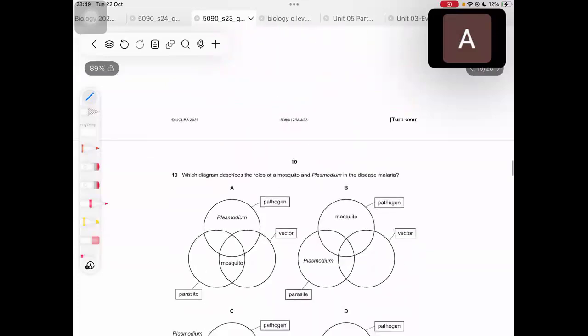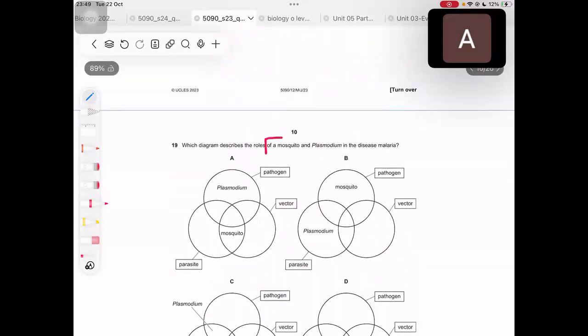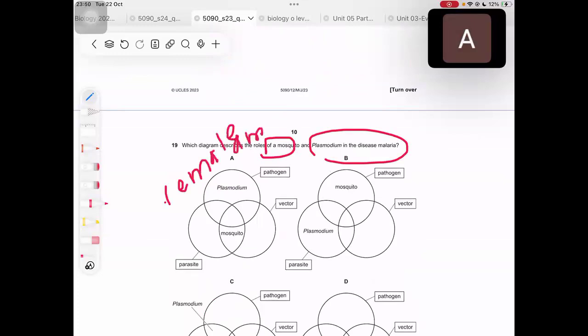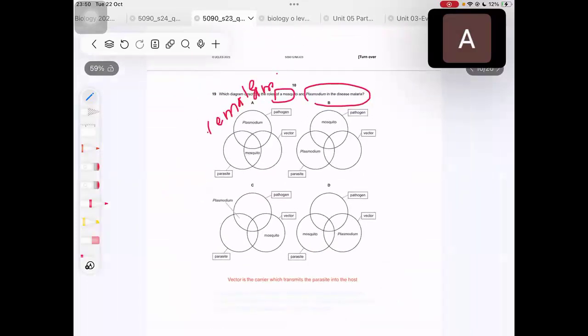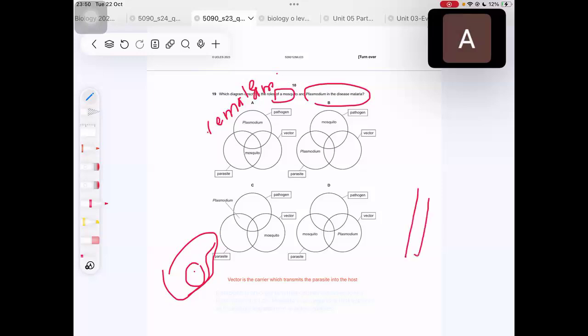Which diagram describes the role of a mosquito and plasmodium in the disease malaria? Right. You know the mosquito which is used to transfer plasmodium is the female Anopheles mosquito, right? And you know this mosquito is the one which has this plasmodium inside it. The parasite plasmodium is inside the mosquito. And this mosquito can actually transfer the disease into the human blood, right?